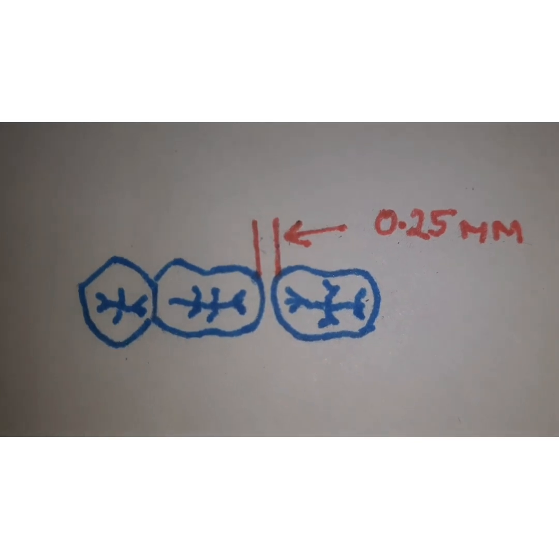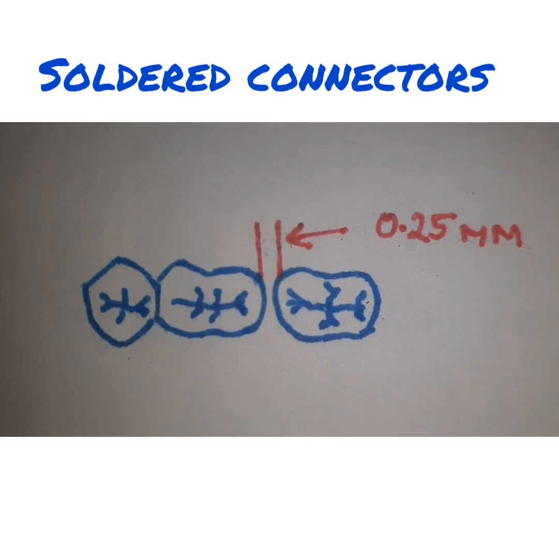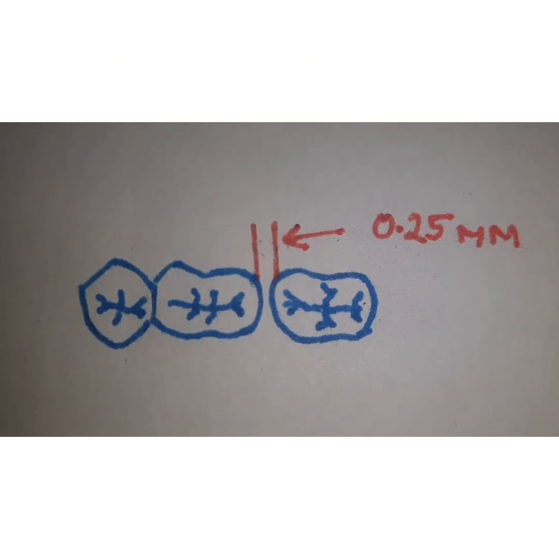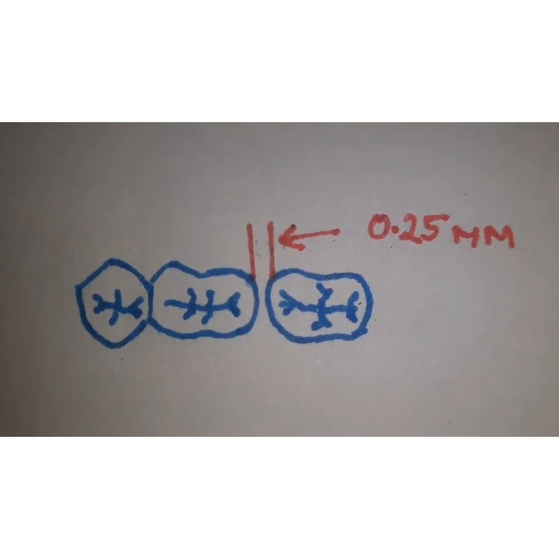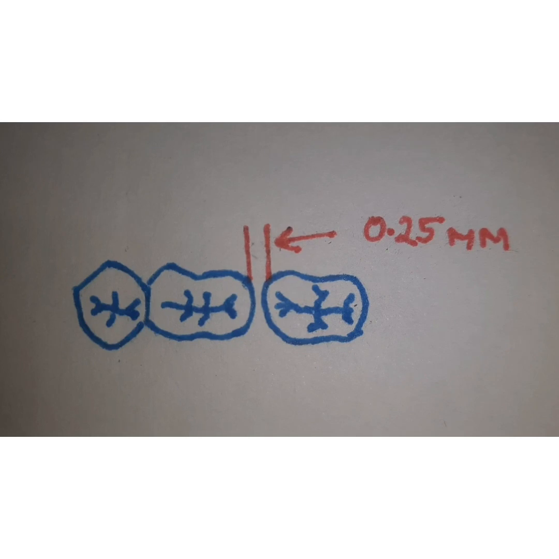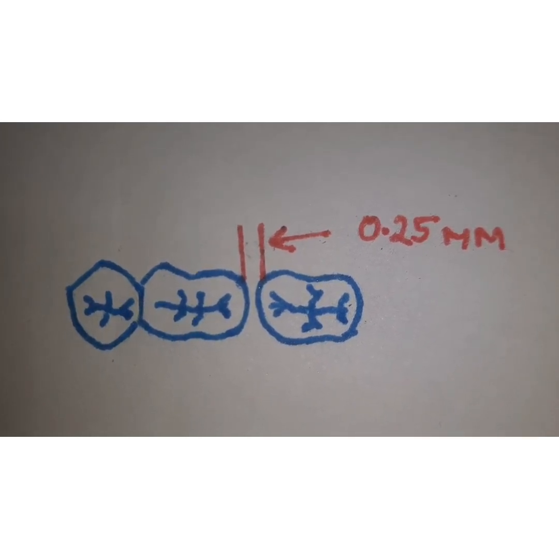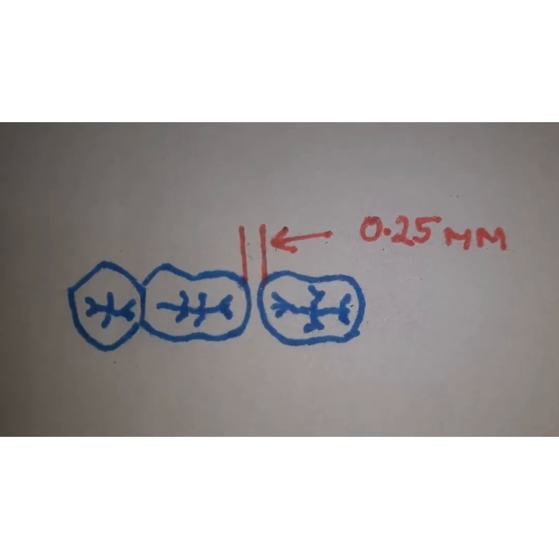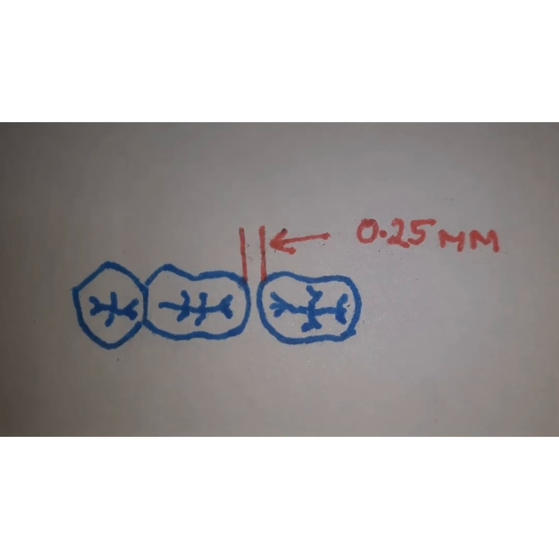Now the next type of connectors are the soldered connectors, and soldered connectors basically involve an intermediate metal alloy or a solder alloy whose melting temperature is lower than that of the parent metal, which is introduced between the parts which are to be joined, and then it is soldered.